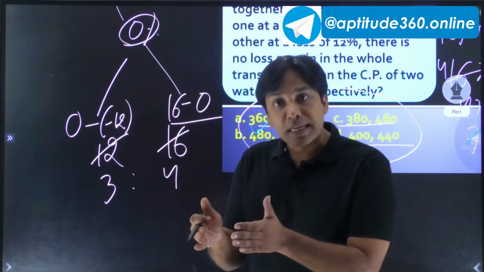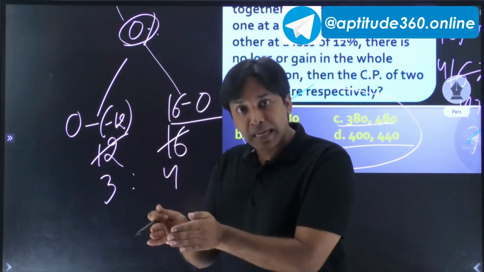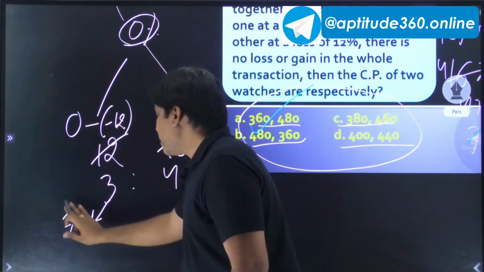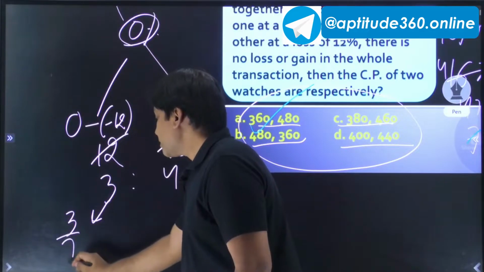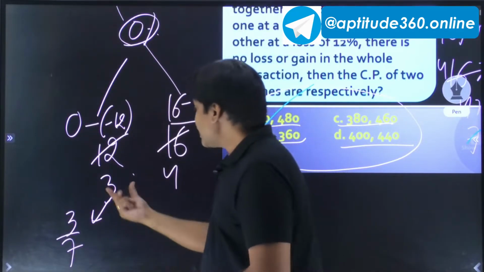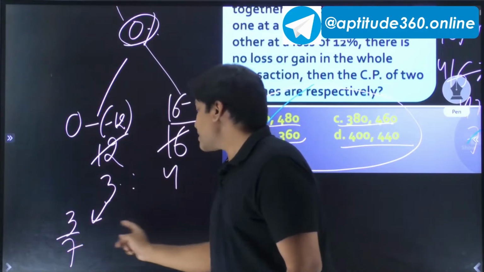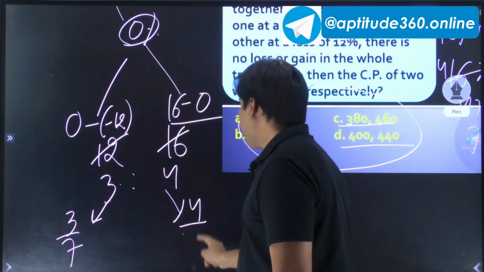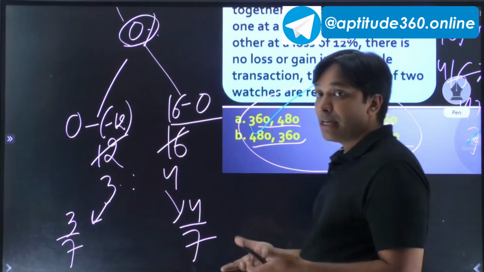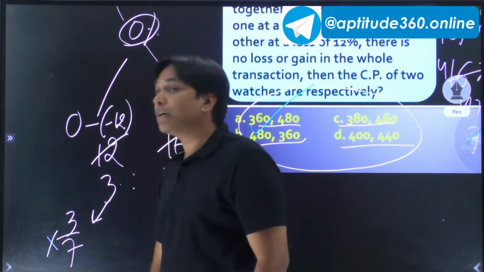So the cost prices of these two watches must be in 3:4 ratio. Price of the first watch will be 3/7. So a basics of ratio is also required. So this is 3, and 3 plus 4 divided by 7, and this value will be what? 4 divided by 7. So 3/7 and 4/7 of what? 3/7 of the total price.